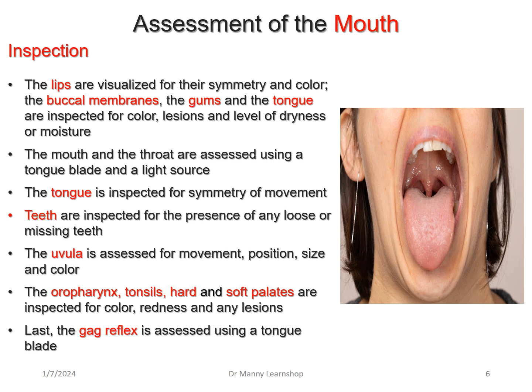The tongue for symmetry and movement. Teeth for the presence of any loose or missing teeth. Caries. The uvula assessed for movement, position, size and colour. And the oropharynx, tonsils and hard and soft palates are also inspected for colour, redness and any lesions. Last is assessing the gag reflex, which is assessed using a tongue blade.